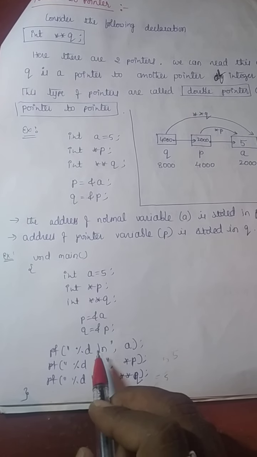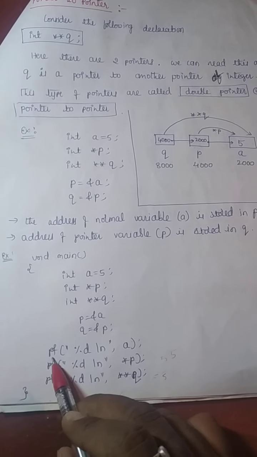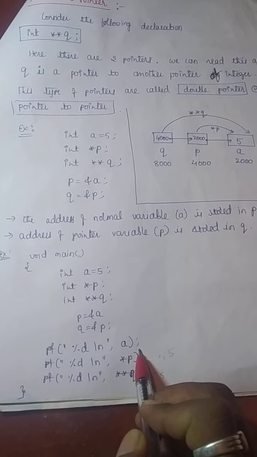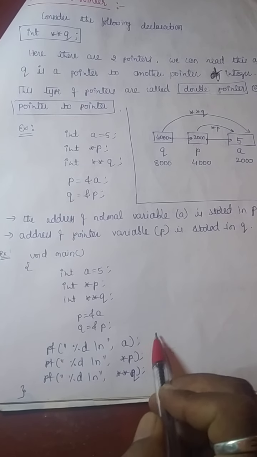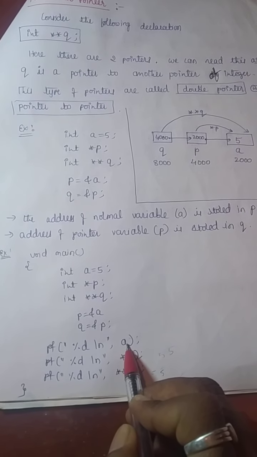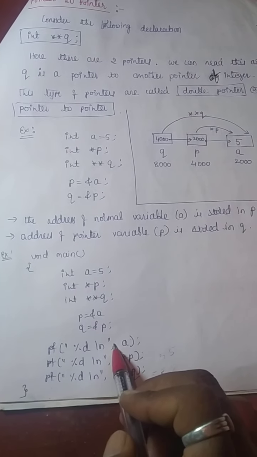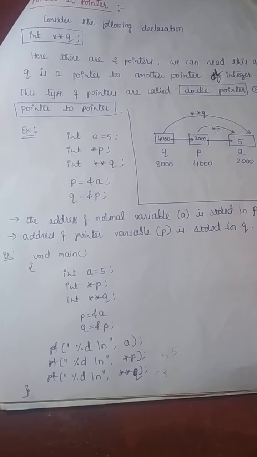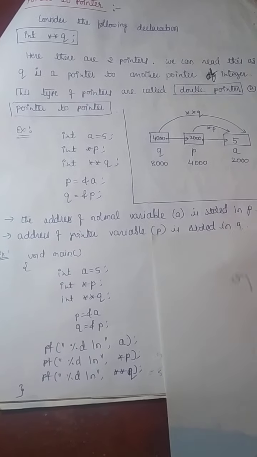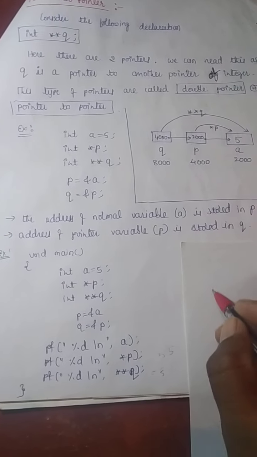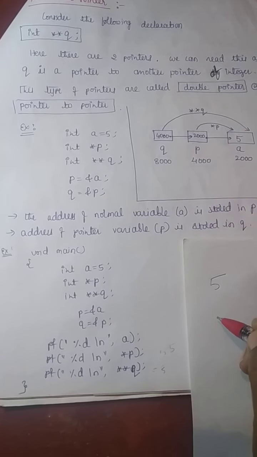printf("%d\n", a). See, the output of this printf statement will be 5. Why? Because the variable a holds the value 5, and that content is going to be printed here. So the output will be 5. Correct? The output of the first printf statement will be 5.